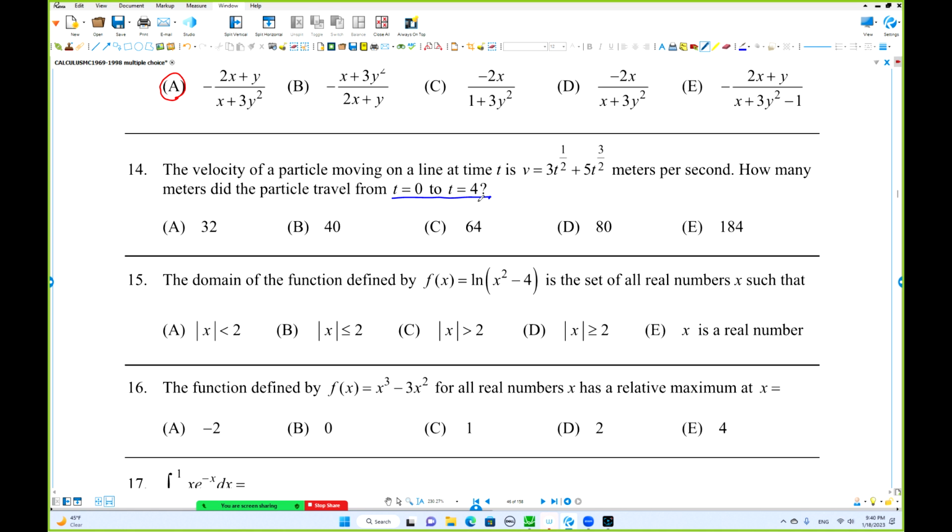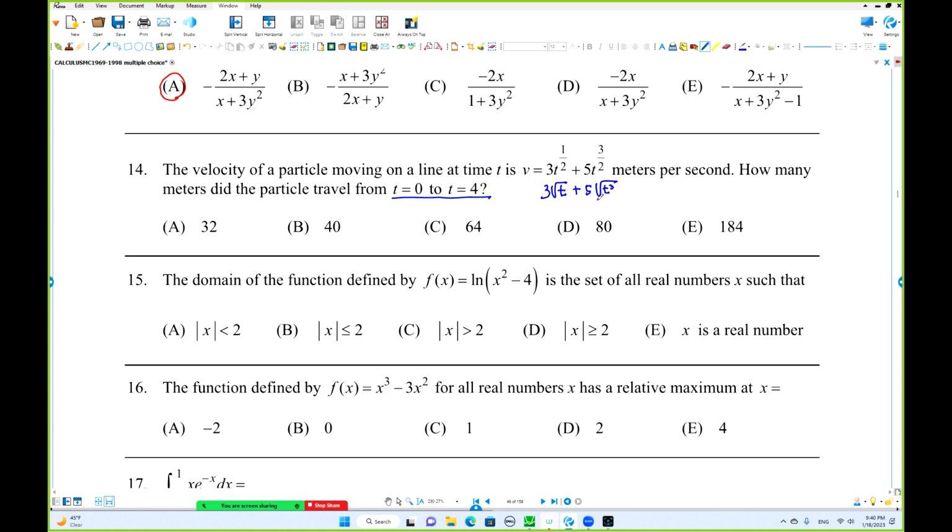How can you find this one? The distance. Looking over here, 3t^(1/2) plus 5t^(3/2), that is increasing, right? This is 3 square root t plus 5 square root t cubed, right? Both are increasing. They can never be a negative number, okay?